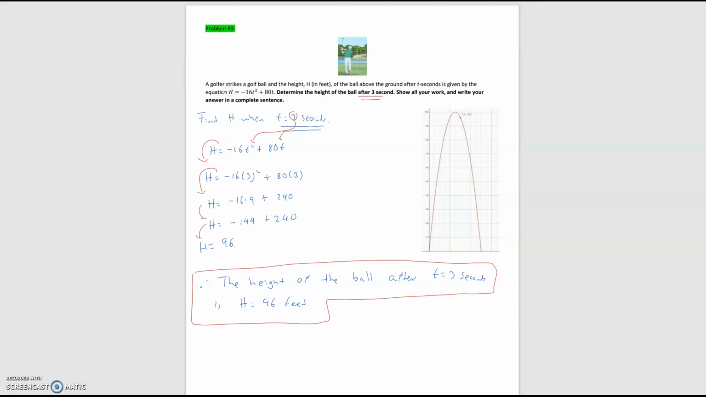A lot of the applications that we're going to be talking about are going to have parabolas. Here you can see the perfect parabola that is created, and at t is equal to 3 seconds, you can see the actual height of it at 96. That's it for this problem.